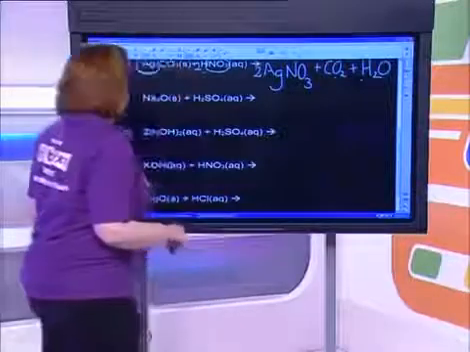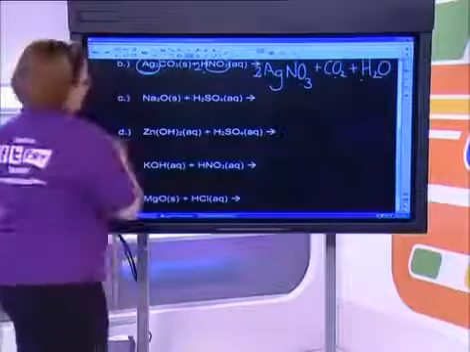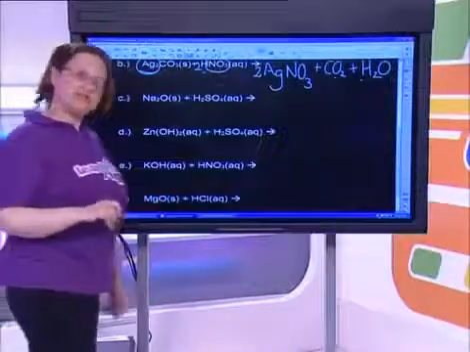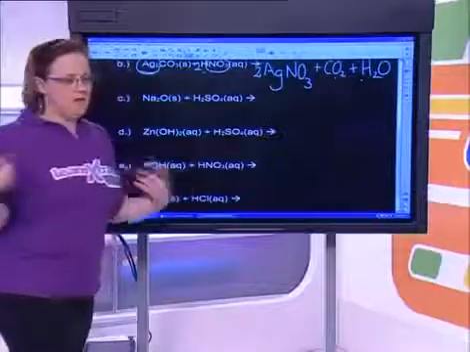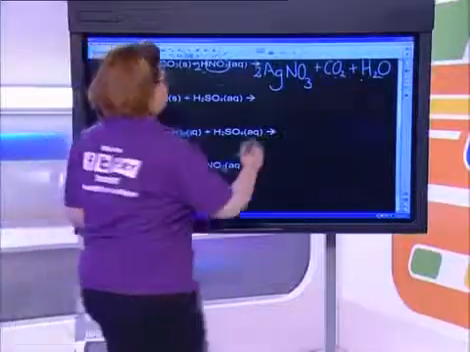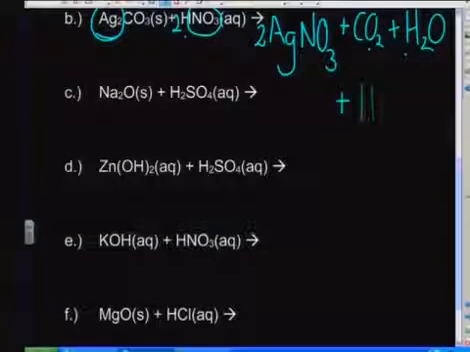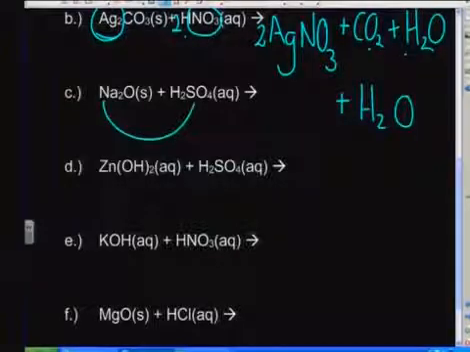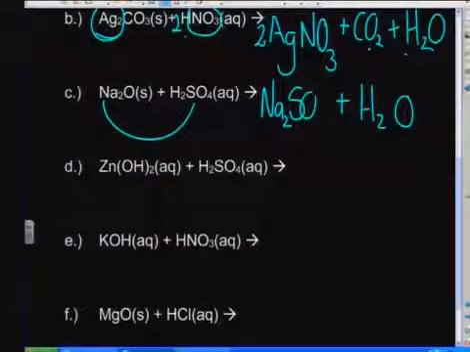Now we've got metal oxide, sodium oxide plus sulfuric acid. This one's going to be a nice one. Metal oxide plus an acid gives me a salt and water. In this case, it's going to be sodium plus the sulfate, so it's going to be Na2SO4. And remember, part of the question was name the salt, so that's sodium sulfate.